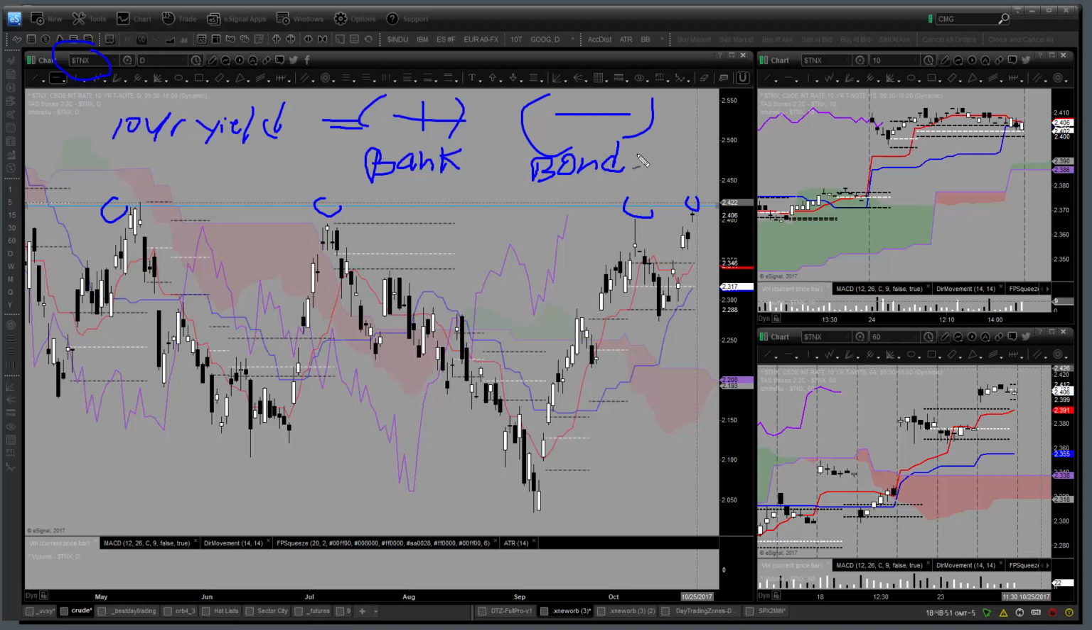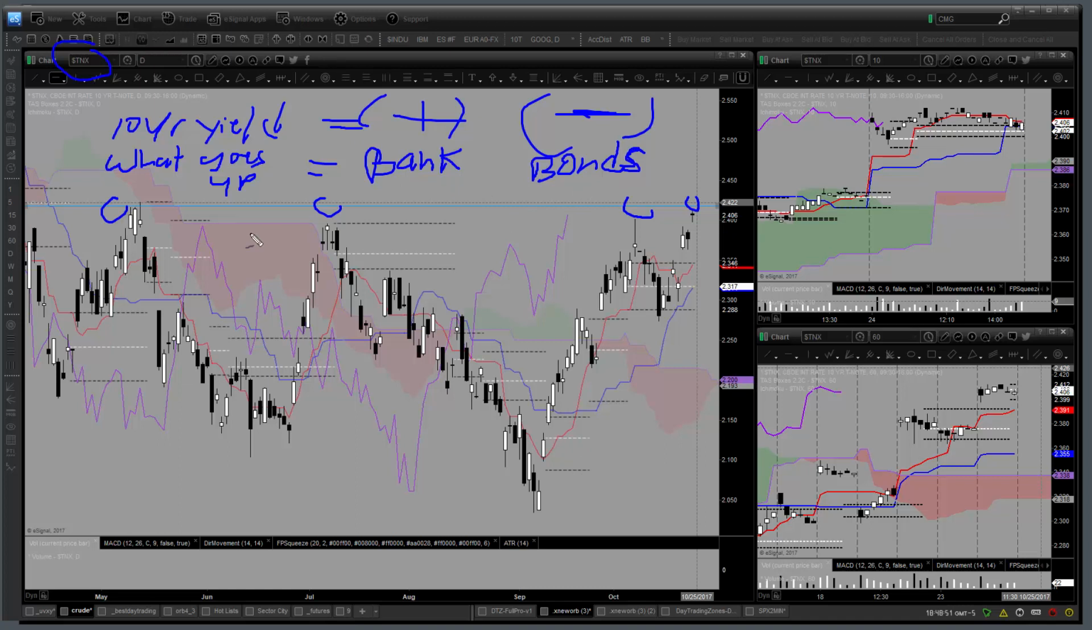Bonds go down. Wait a second. No, sorry. If the 10-year yield goes down, bonds go up. So this should be what goes up. I'm sorry. This is what I wanted to make. All right. When the 10-year yield goes down, bonds go up. This is why typically when you see bonds going up, you may see the 10-year market going down.